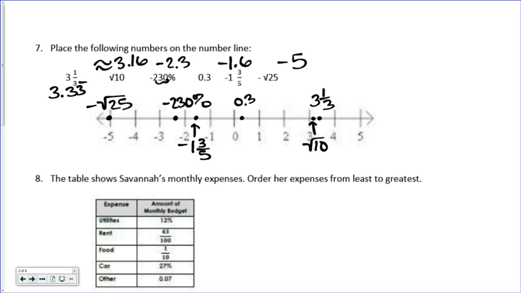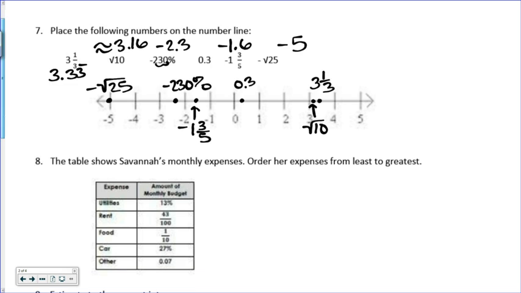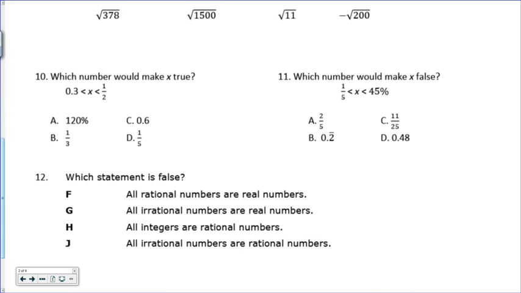Okay, let's move down to number 10. Which number would make x true? So I like to put these in all decimals so that I can see all of the numbers in the same format. So 1/2 as a decimal is 0.5. 120%, remember you move the decimal 2 places to the left, is 1.2. 1/3 as a decimal is 0.3 repeating. 0.6 is already in a decimal, and 1/5 as a decimal is 0.2.